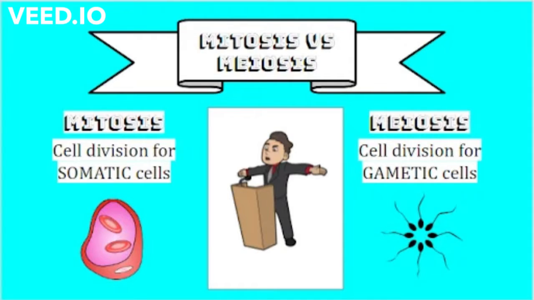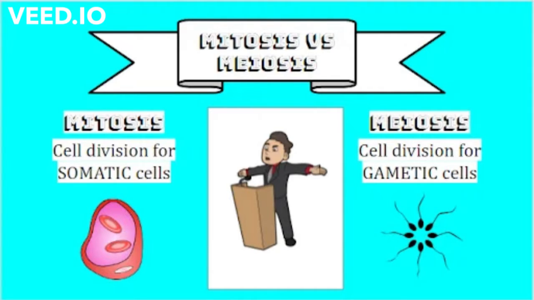Way back in 1876, a German biologist named Oscar Hertwig came up with a phenomenon called meiosis while observing sea urchin eggs. Now, I bet you're wondering, that word sounds vaguely familiar, and you are not wrong. Earlier, we learned about a cellular process called mitosis.